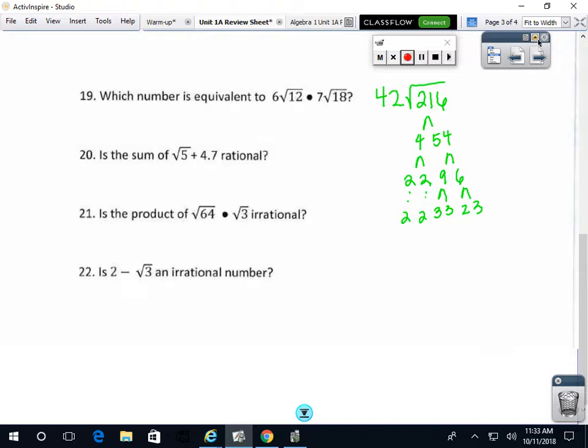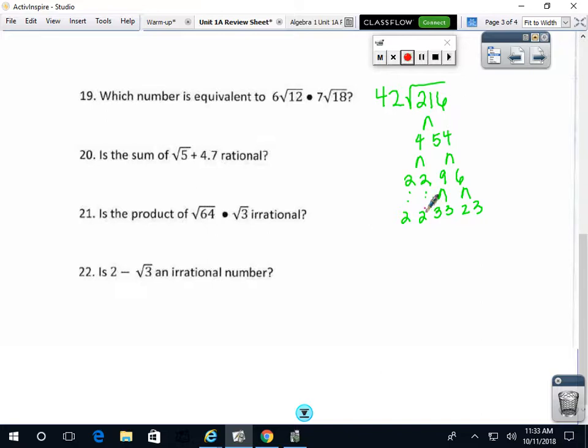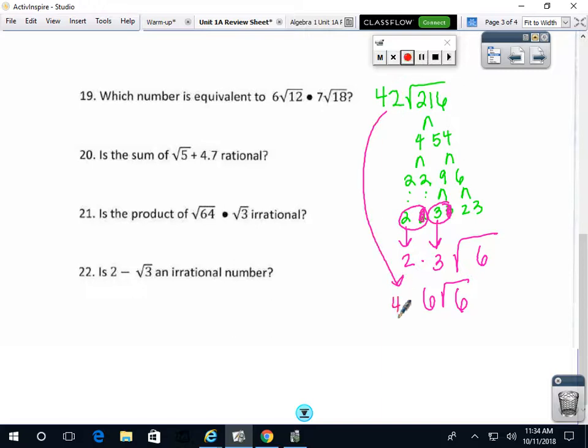Okay, everything is now prime, so I'm ready to circle, kill, and kick out. So I circle a pair of 2s, kill one, kick one out. I circle a pair of 3s, kill one, kick one out. This 2 and 3 were not circled, so they both go back in, and they multiply together to make a 6, just like the outside numbers multiply together to make a 6. And then is that the final answer? Why not? Right. This 42 was already on the outside, so now it will multiply by that 6 to make what?